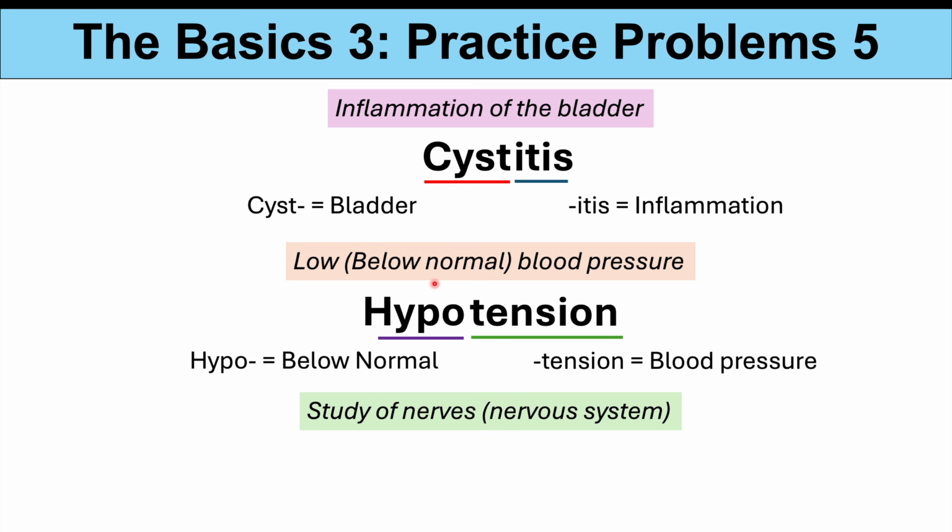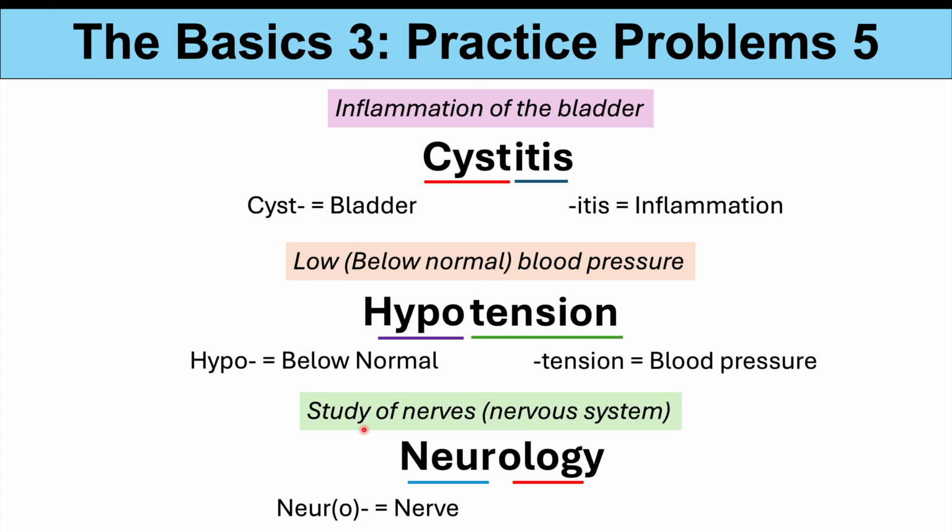The next description is study of nerves or study of the nervous system. What do you think the first part of the word might be? The first part of the word is ner or neuro, which refers to a nerve, and study of is ology. So a study of nerves or study of the nervous system is the medical term neurology.